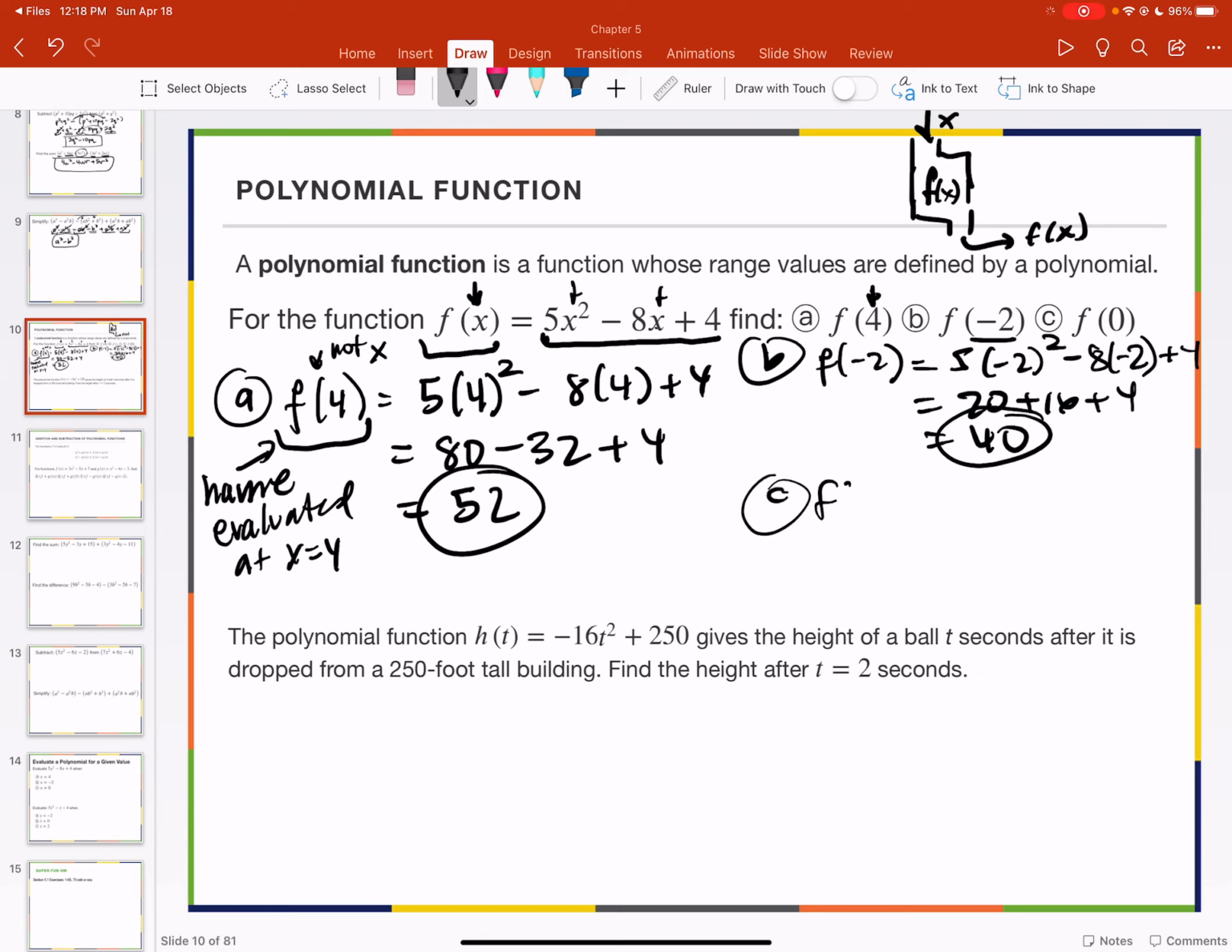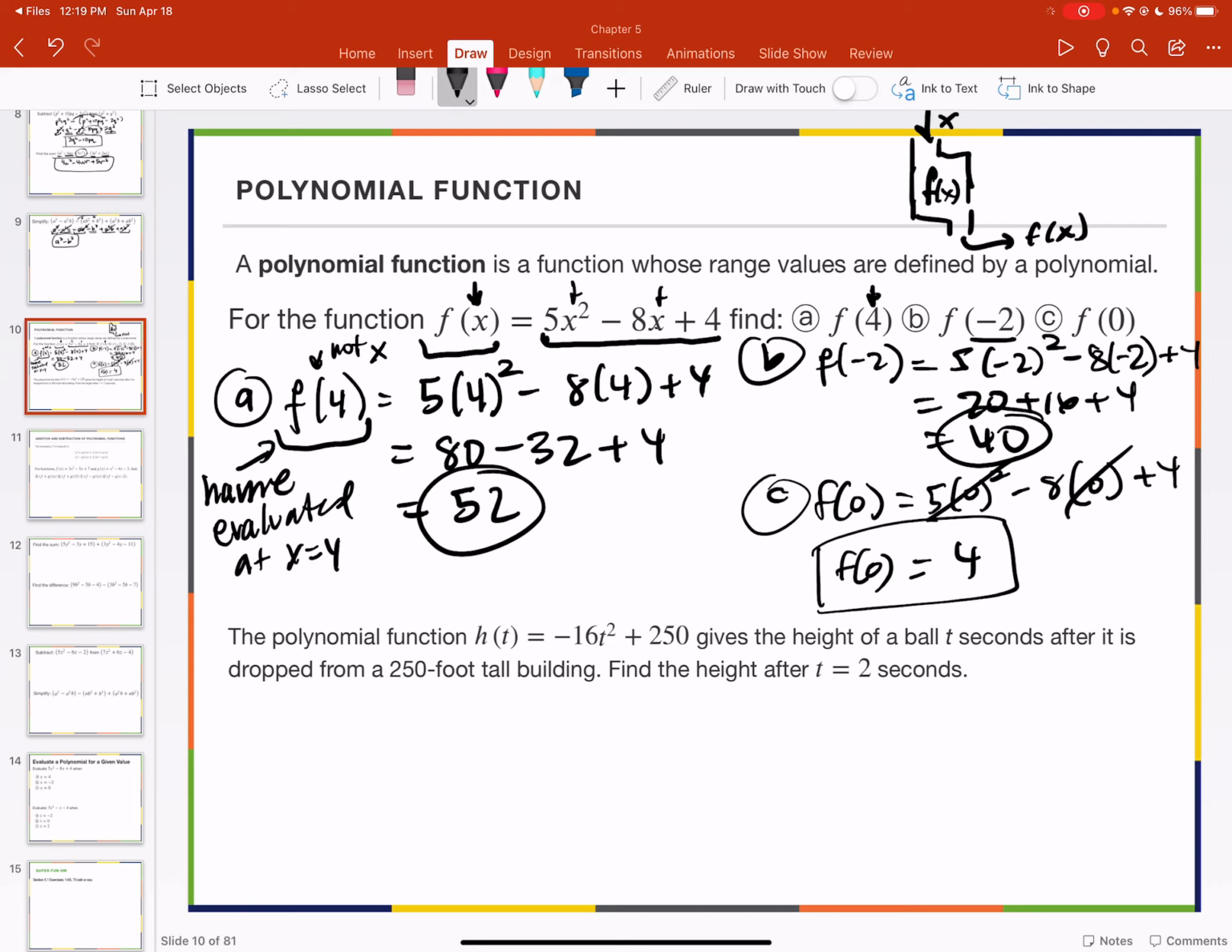And then finally f of 0. So you get 5 times 0 squared minus 8 times 0 plus 4. So this becomes 0, this becomes 0, so your final answer is 4. So f of 0 equals 4. Okay, cool. So let's do a cute little word problem here.